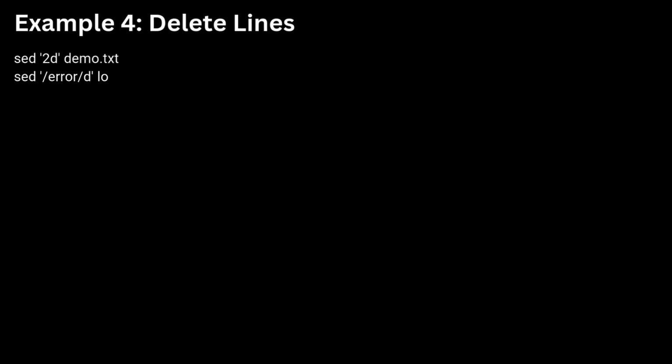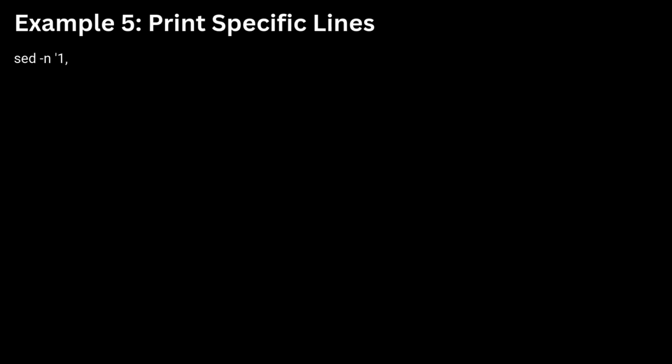sed 2d demo.txt deletes the second line. And sed /error/d log.txt removes every line containing the word error. sed -n 1,3p demo.txt prints only lines 1 to 3.